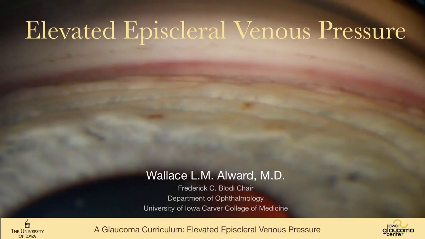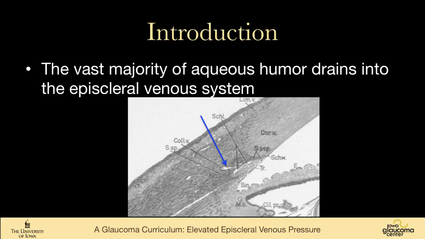So we're going to talk about elevated episcleral venous pressure. Recall that the vast majority of aqueous humor drains through the trabecular meshwork into the episcleral venous system. And as you can see in this Lee Allen painting, here's Schlemm's Canal going into the collector veins and then ultimately into the episcleral venous system.